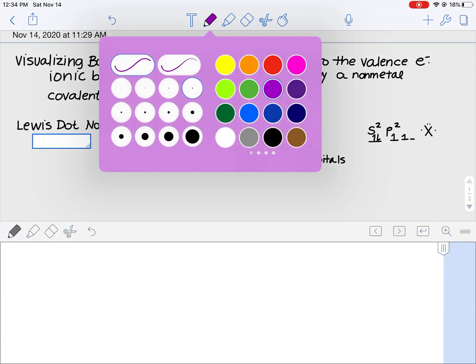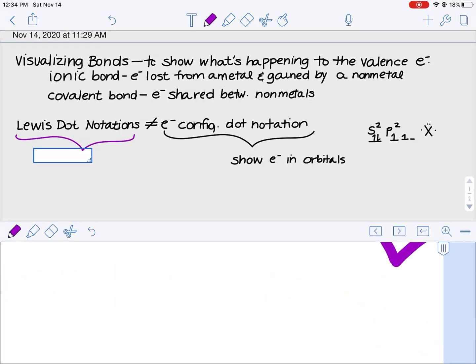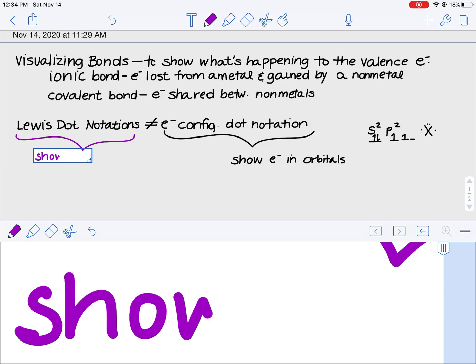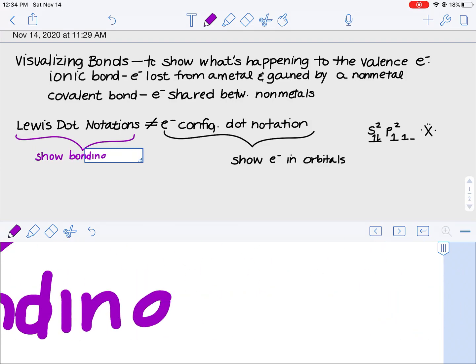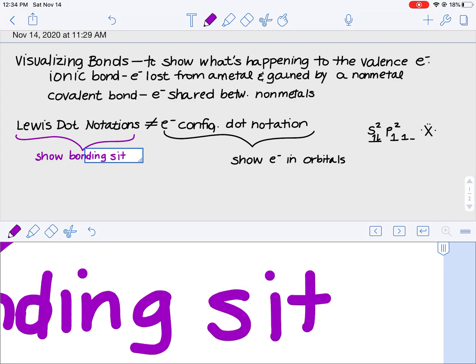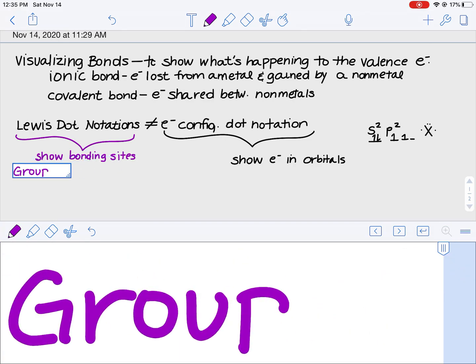The Lewis dot notations, their purpose is to show bonding sites. And since it has a different objective, the Lewis dot notations are going to look slightly different from the electron configuration dot notations. Let's go through one group at a time what the dot notations will look like.